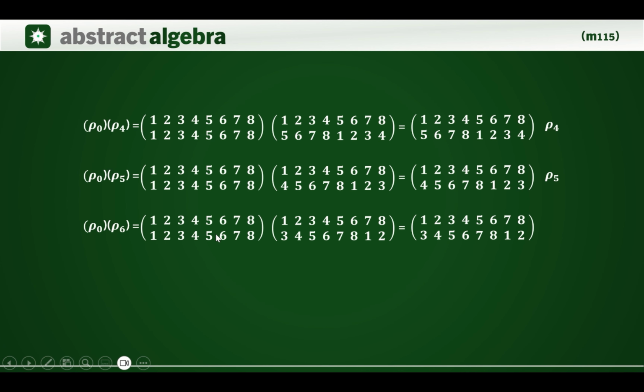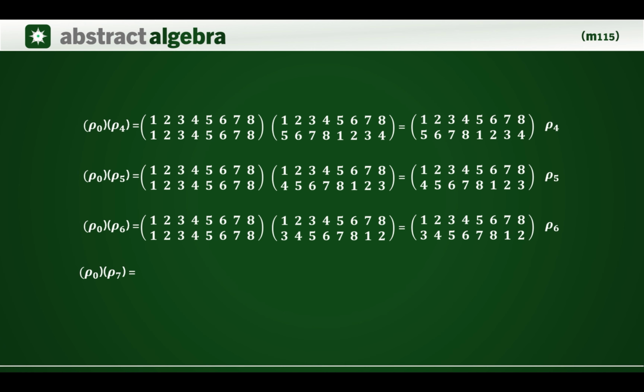3 maps to 5, 5 maps to 5, therefore 3 maps to 5. 4 maps to 6, 6 maps to 6, therefore 4 maps to 6. 5 maps to 7, 7 maps to 7, therefore 5 maps to 7. 6 maps to 8, 8 maps to 8, therefore 6 maps to 8. 7 maps to 1, 1 maps to 1, therefore 7 maps to 1. 8 maps to 2, 2 maps to 2, therefore 8 maps to 2. So the composition of row sub 0 to row sub 6 results in row sub 6.